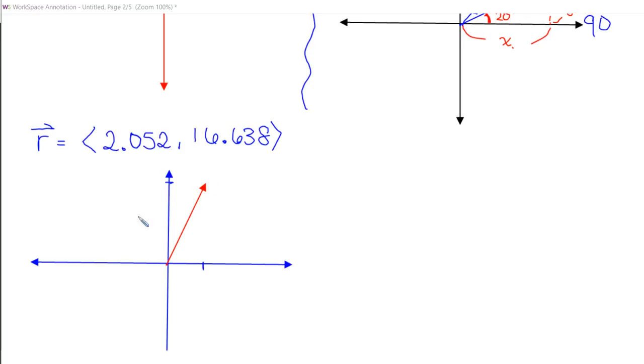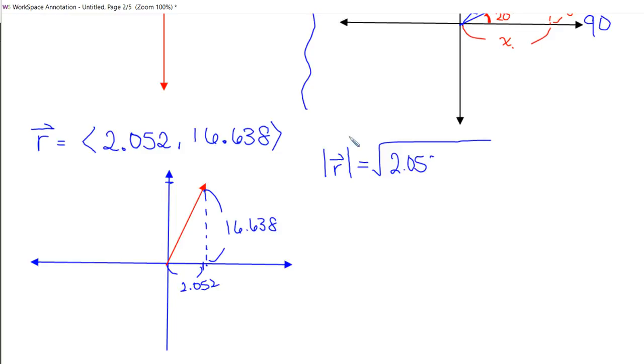Now from here to here, once again, is 2.052. And if I drop the perpendicular line, my y distance is 16.638. Now let's go ahead and find our magnitude first. Remember how we notated with the absolute value bars? So our magnitude is going to be the square root of, when you do the Pythagorean theorem, 2.052 squared plus 16.638 squared, all under the square root.